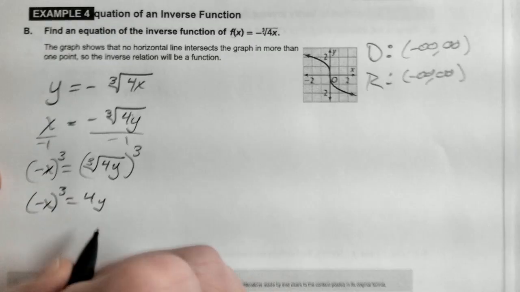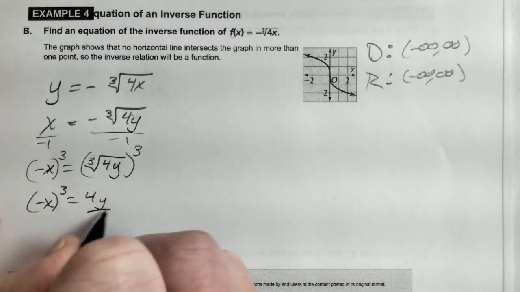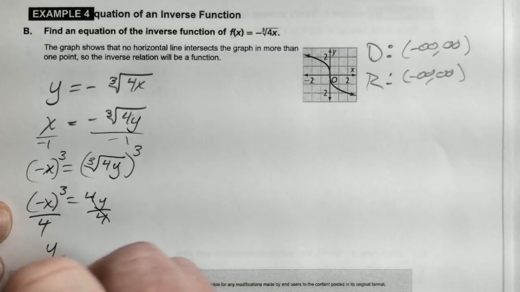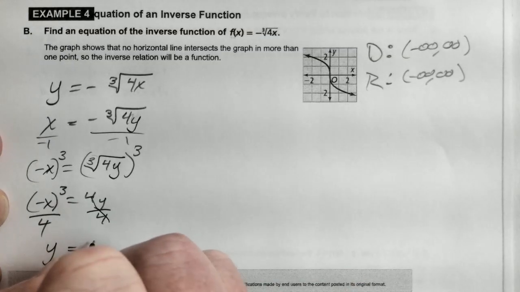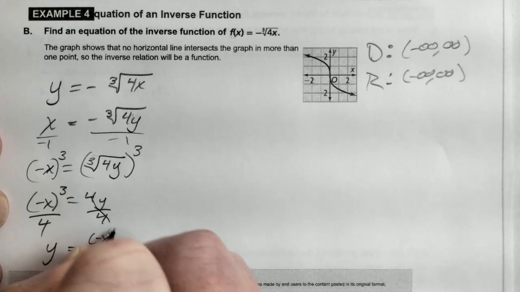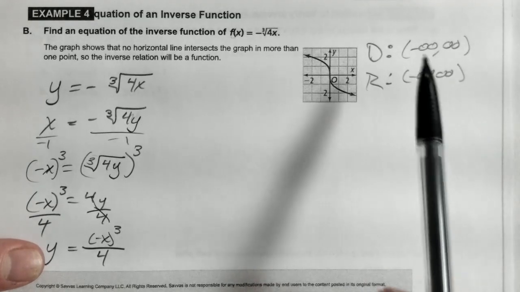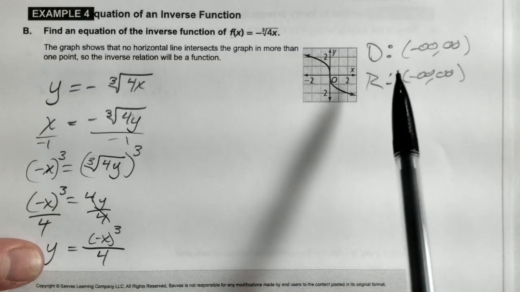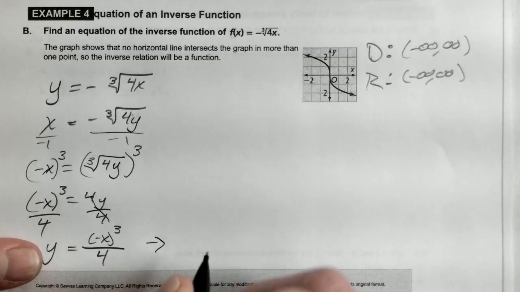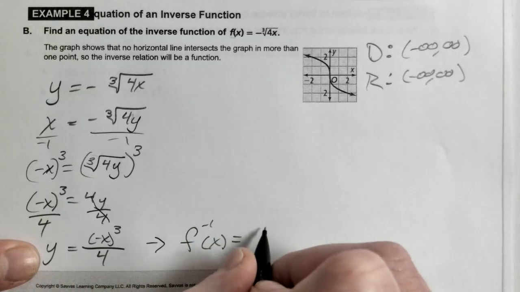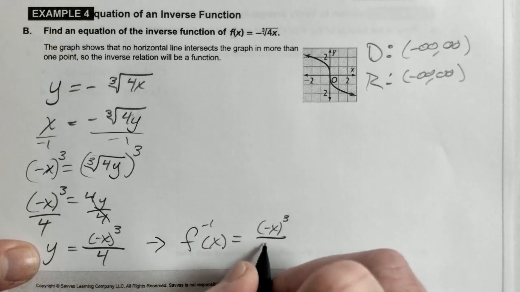Last step. Divide by 4. Divide both sides by 4. So now I have y all by itself, and we have -x cubed all over 4. Any worries about our domains and our ranges? Nope. So now I can replace that y with f inverse of x is -x cubed all over 4.